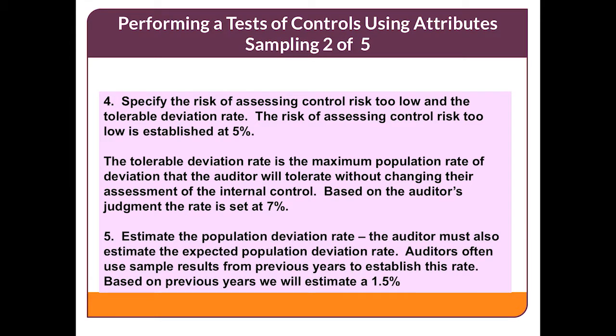Now we need to estimate the population deviation rate. The auditor must estimate the expected population deviation rate. Auditors often use sample results from previous years to establish this rate. Based on the previous years, we will estimate it at 1.5%.